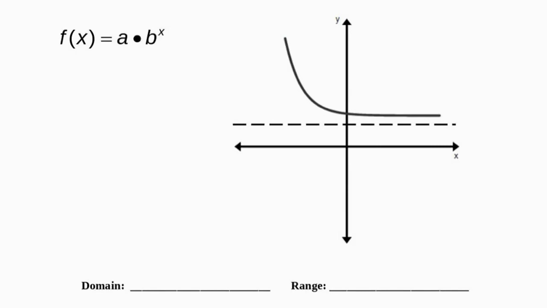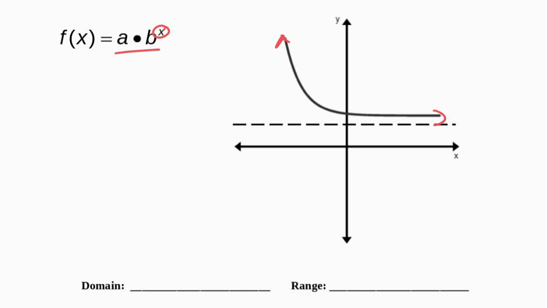We'll start by looking at the general form of an exponential function. We have f of x equals a times b to the x, that x being the key, being the exponent. And if we look closely, you can see the domain, and you can see our exponential function goes up to the left and up to the right.